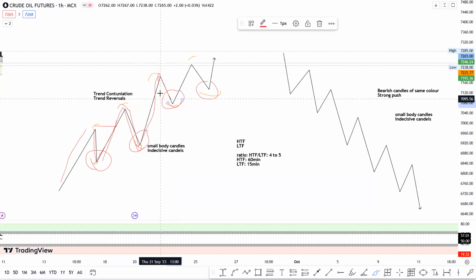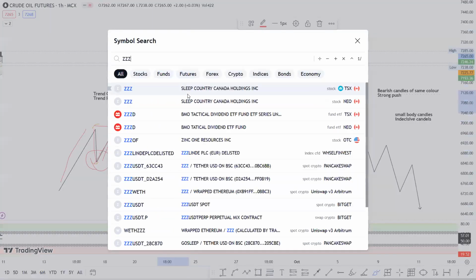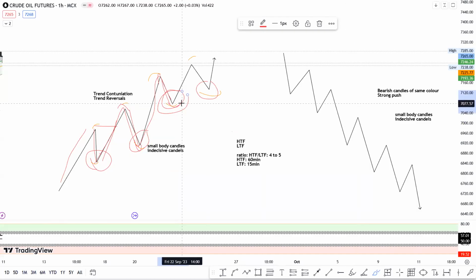If anyone asks me how to identify the end of this pullback, I don't have a definite answer. No one will have a definite answer, but you will have probabilities of where it can halt and try to take a U-turn from there. There are some probabilities and some trade setups associated with it. So there are a few trade setups I will tell you.